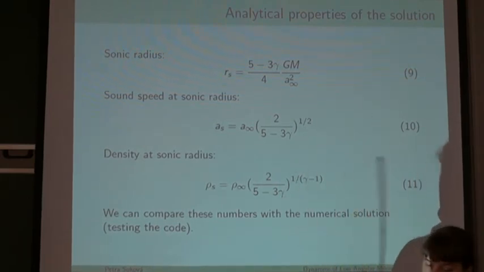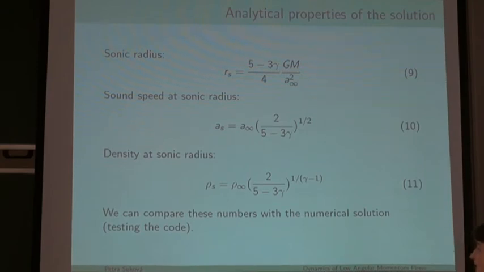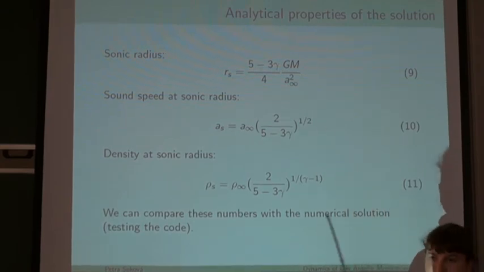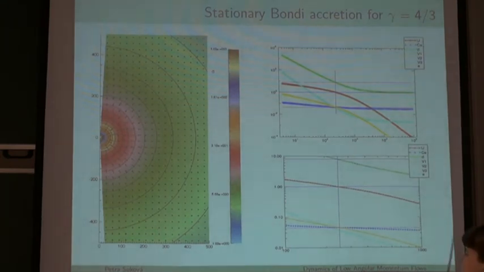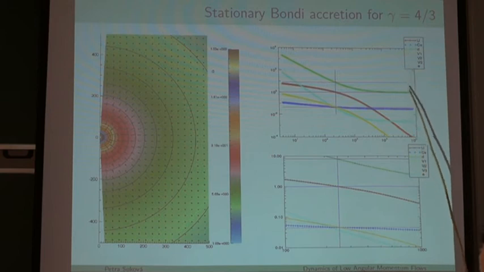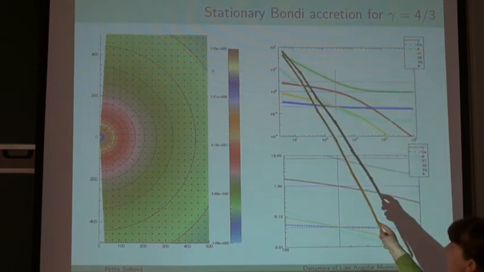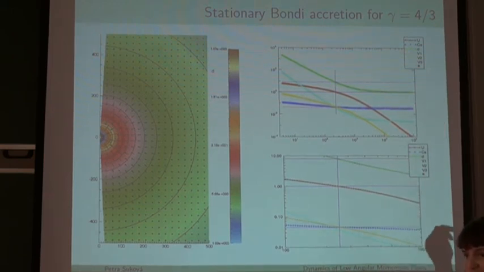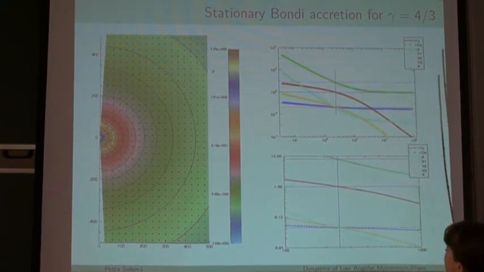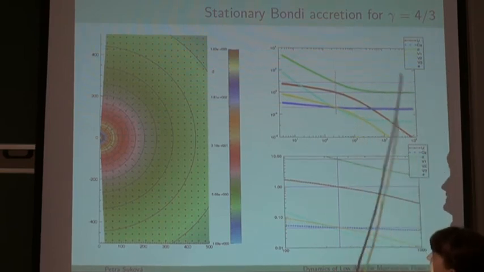And we can compute quite a simple relation for the sonic radius, the sound speed at the sonic radius, and the density. Now we can compare this analytical solution to the numerical solution that we compute with the code. Here is an example. I computed this for 1, 2, and 3 dimensions. On this plot the analytical results are the lines, and the data points from the Zeus solutions are the crosses, and you can see that there is an agreement.